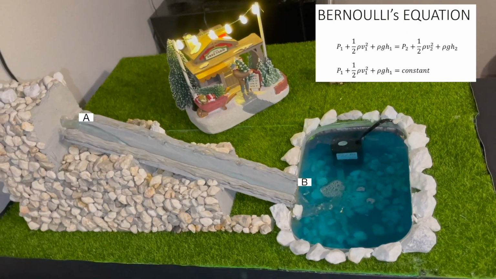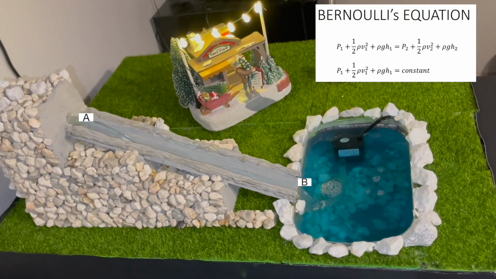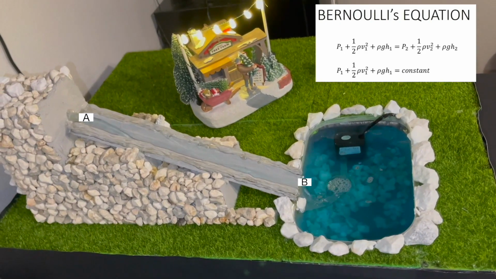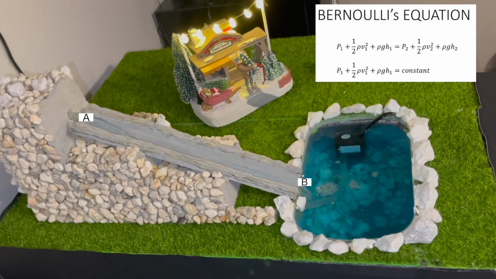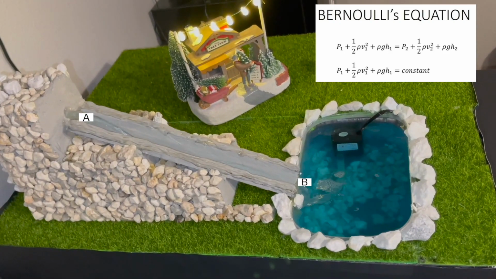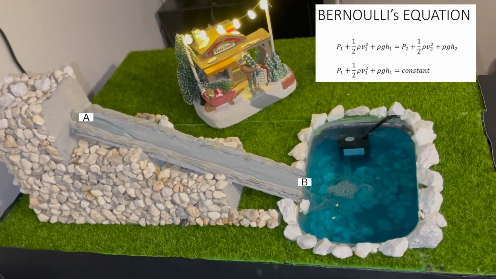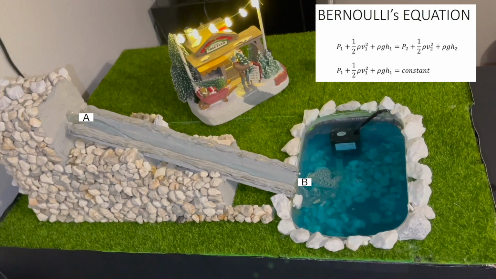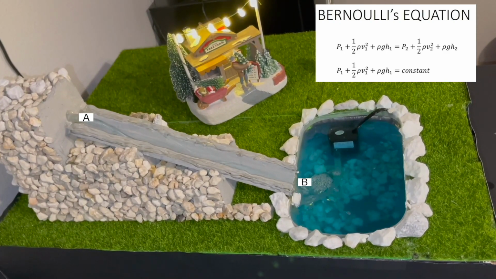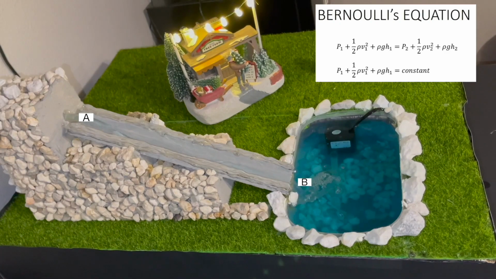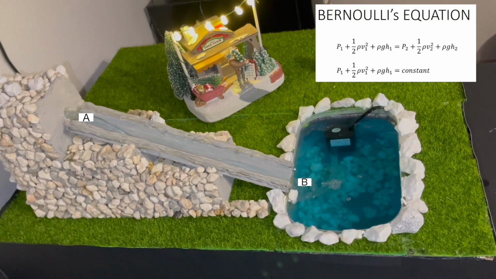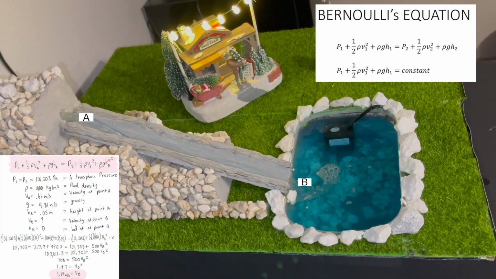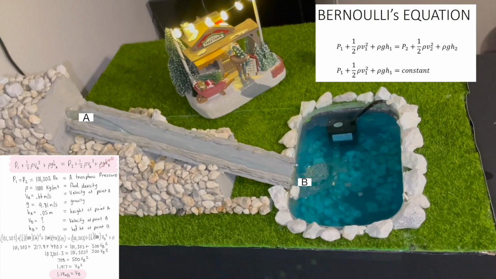So for P1 and P2, we're using 1 atm for both. For the density, rho, we're using 1,000 kilograms per meters cubed, and that is the density of water. For V1, we're using 0.66 meters per second. For height 1, since A is on the elevated side, that is 5 inches, which converts to 0.05 meters. Height 2 is going to be 0 meters. G is going to be our gravity, 9.81 meters per second.